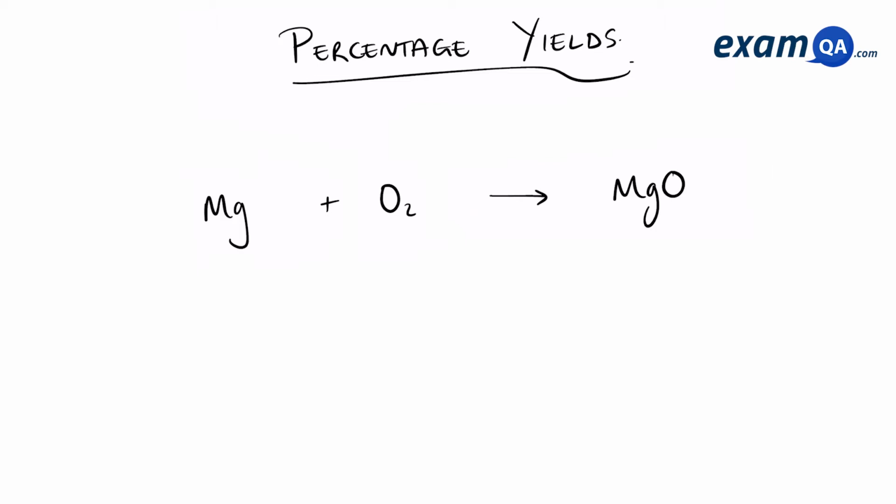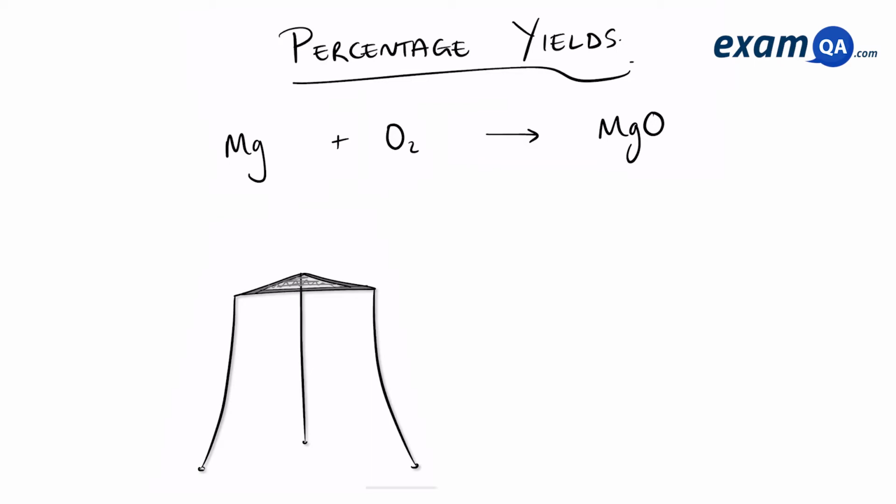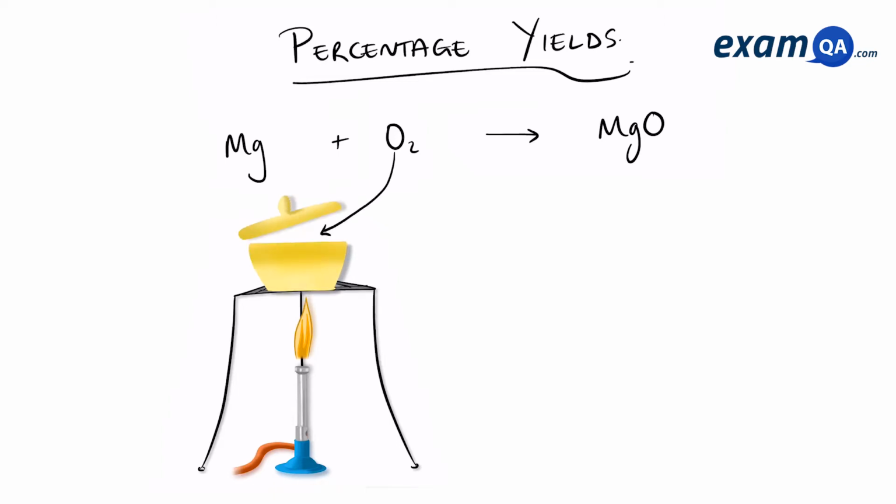Most likely it will look something like this. Get a tripod, place a crucible over it, the magnesium goes into the crucible, begin heating it using a Bunsen burner. You can also cover the crucible with a lid so that it can heat faster. Now, periodically you're going to lift up the lid so that oxygen from the air can enter and react with the magnesium to form magnesium oxide.